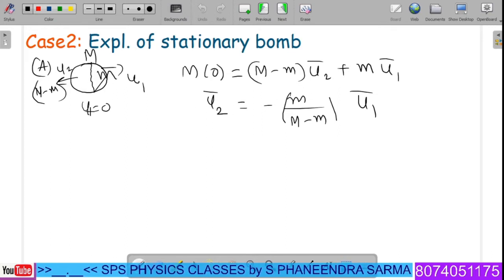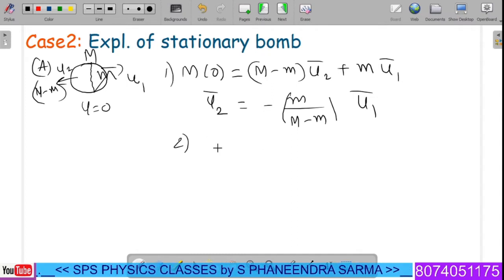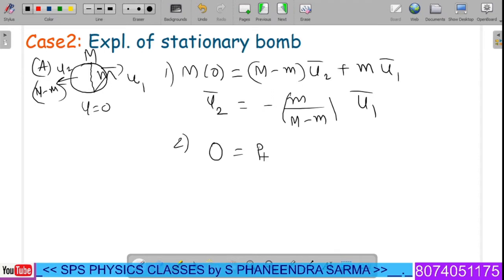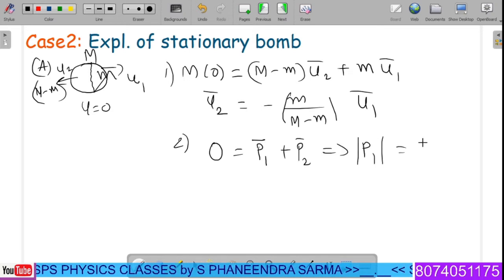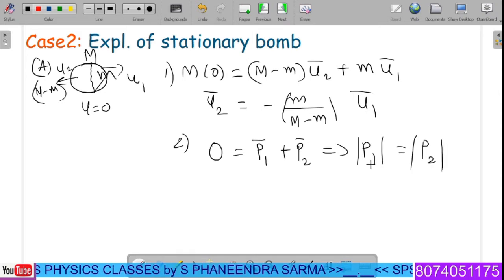Here the important thing is the momentums of the first object and second object. So the second point we have to learn is that P1 bar plus P2 bar is 0. Means the magnitude of P1 is always equal to the magnitude of P2. Linear momentums are equal in magnitude but opposite in direction.